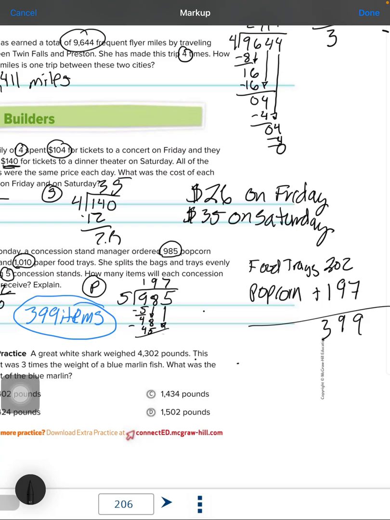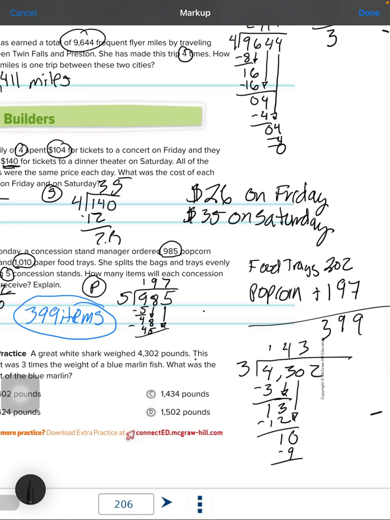Okay, so let's see. We've got some room over here. We'll do 3 going into 4,302. All right, 3 will go into 4 one time. 1 times 3 is 3. 4 minus 3 is 1. Bring down that 3 to make 13. 3 will go into 13 4 times. 4 times 3 is 12. 13 minus 12 is 1. Bring down that 0. 3 will go into 10 3 times, because then it'll make 9. 1 left over. Bring down that 2.